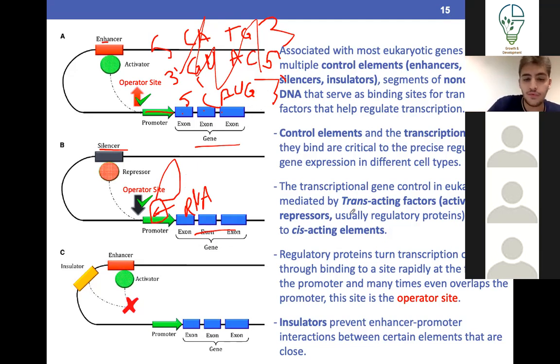Here, just for reference, I'm going to quickly go over it, except it's not important. So they talk about cis-acting elements. The cis-acting elements are the silencers, enhancers, and promoters, because they are on the DNA. And then the trans-acting elements are the transcription factors, which are proteins. They're called trans because they're not part of the DNA. It's not important. I don't want you to focus on this.